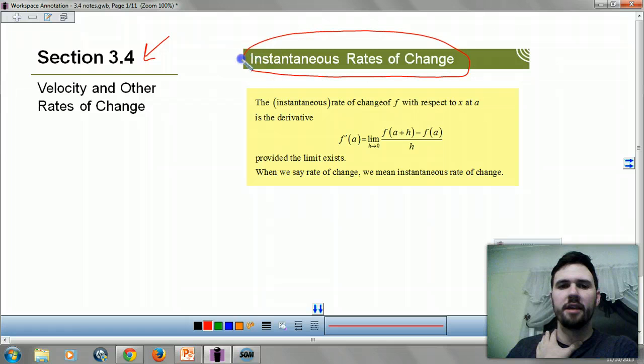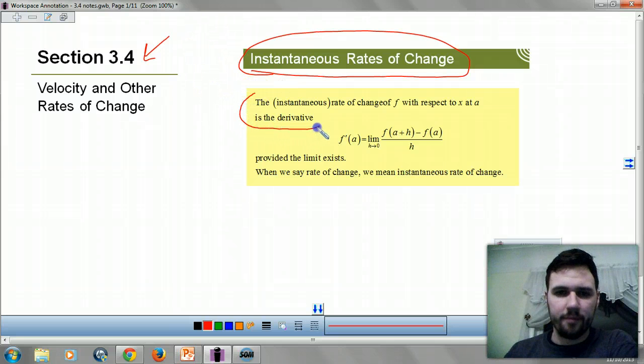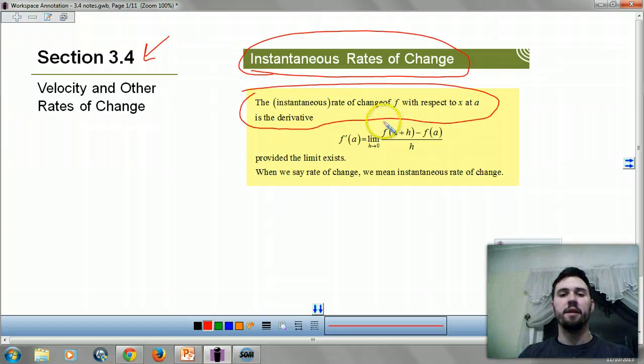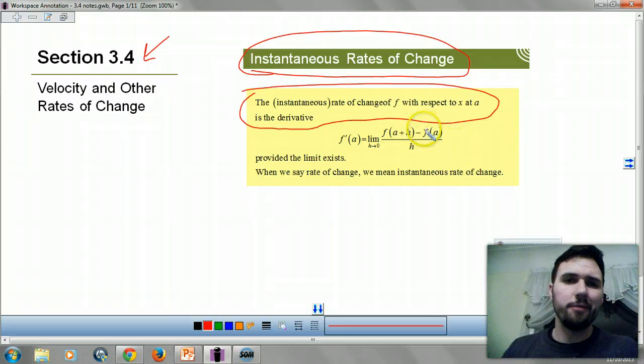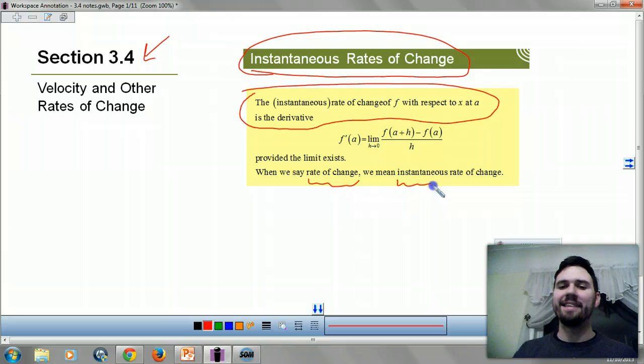Instantaneous rate of change. What that says is instantaneously, at a given moment, we can find the rate at which it's changing. That's your first derivative. This is what I write down. The instantaneous rate of change of a function with respect to x at some point a is its derivative. And then it gives you the old formula, right? We don't need that anymore because we're studs. We know how to do it the shortcut way now. So that rate of change is at an instantaneous moment in time.